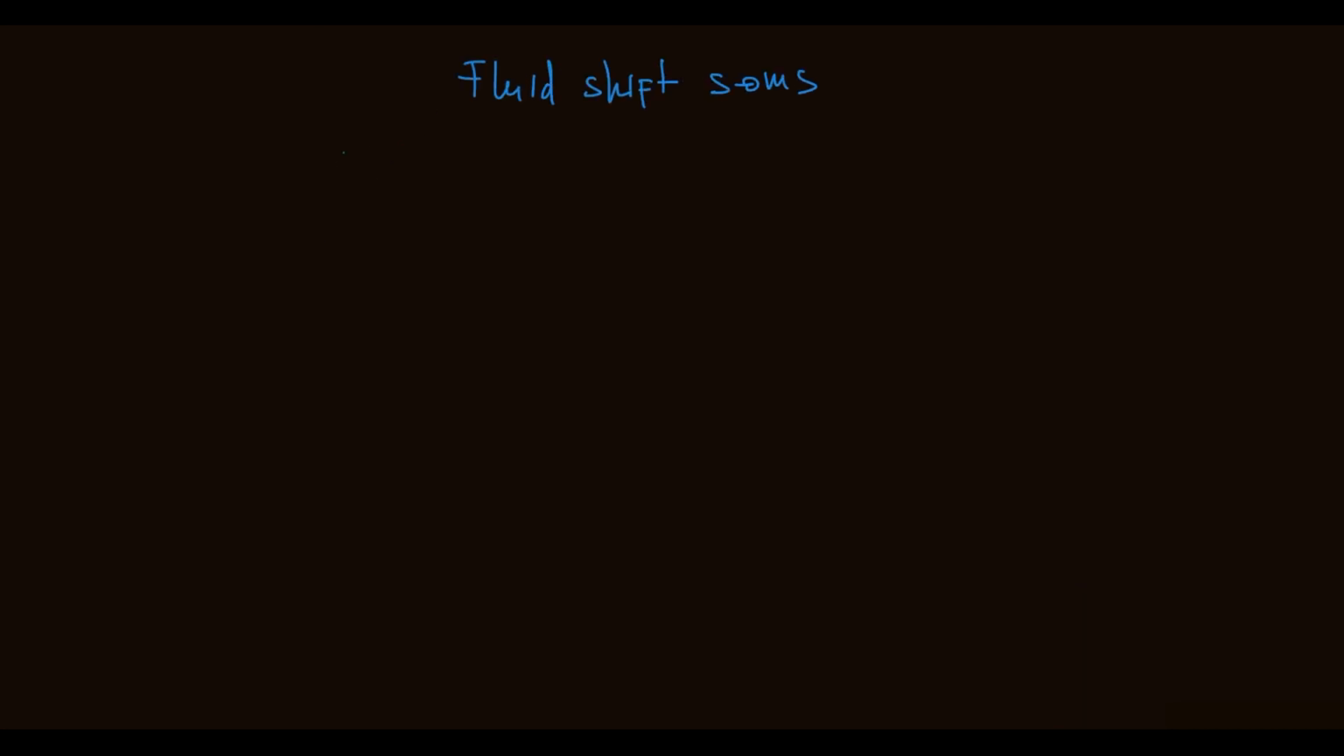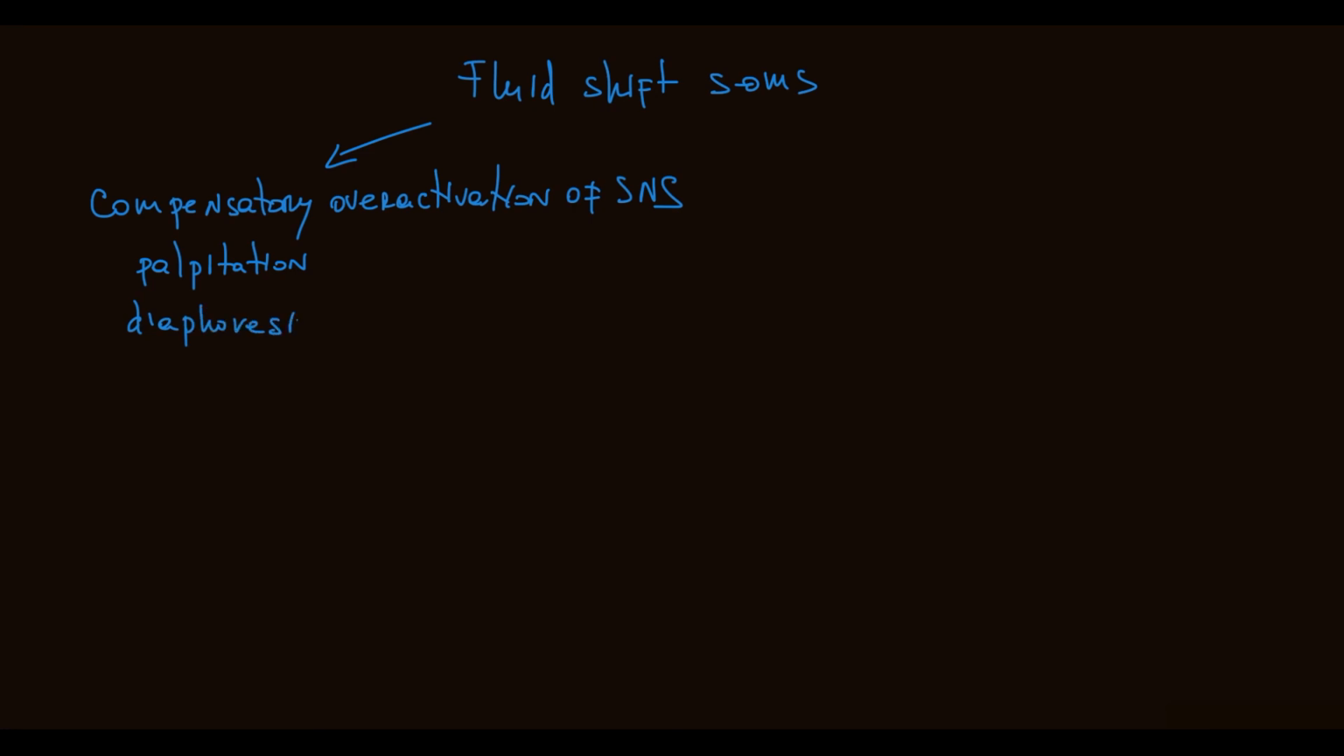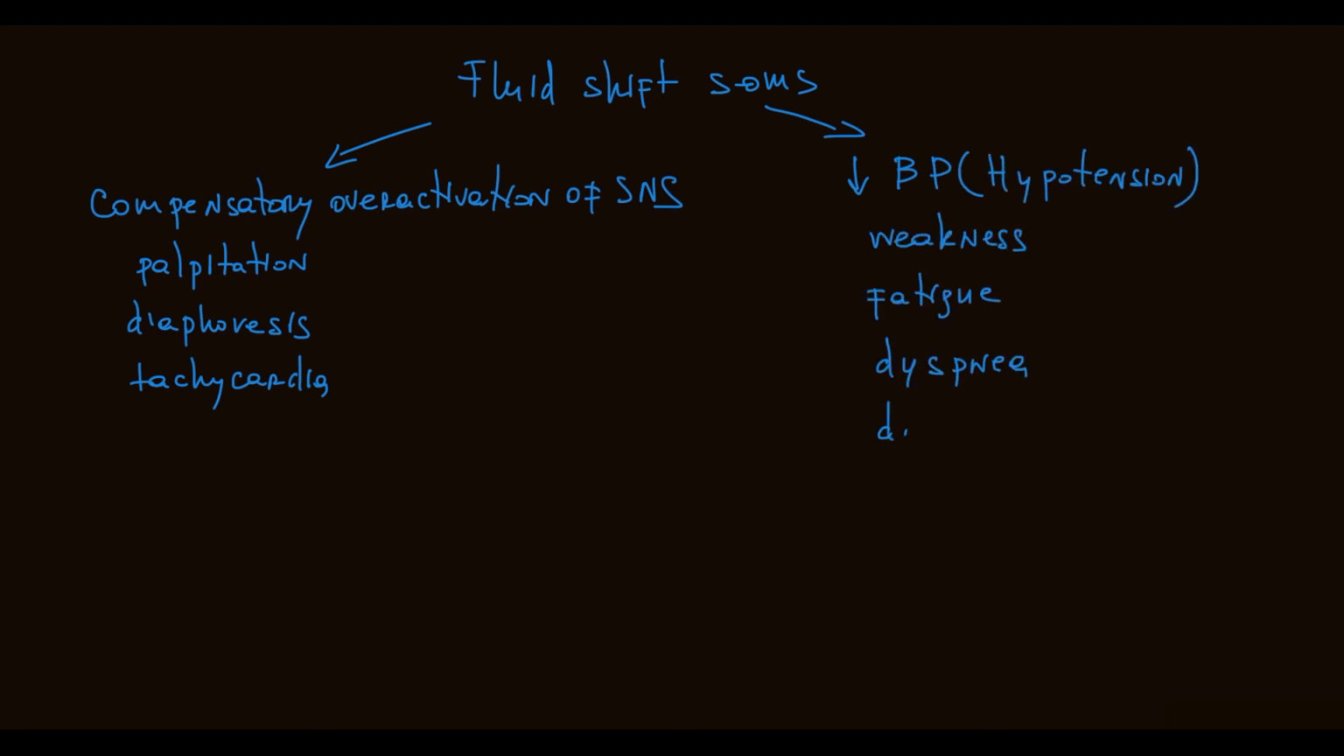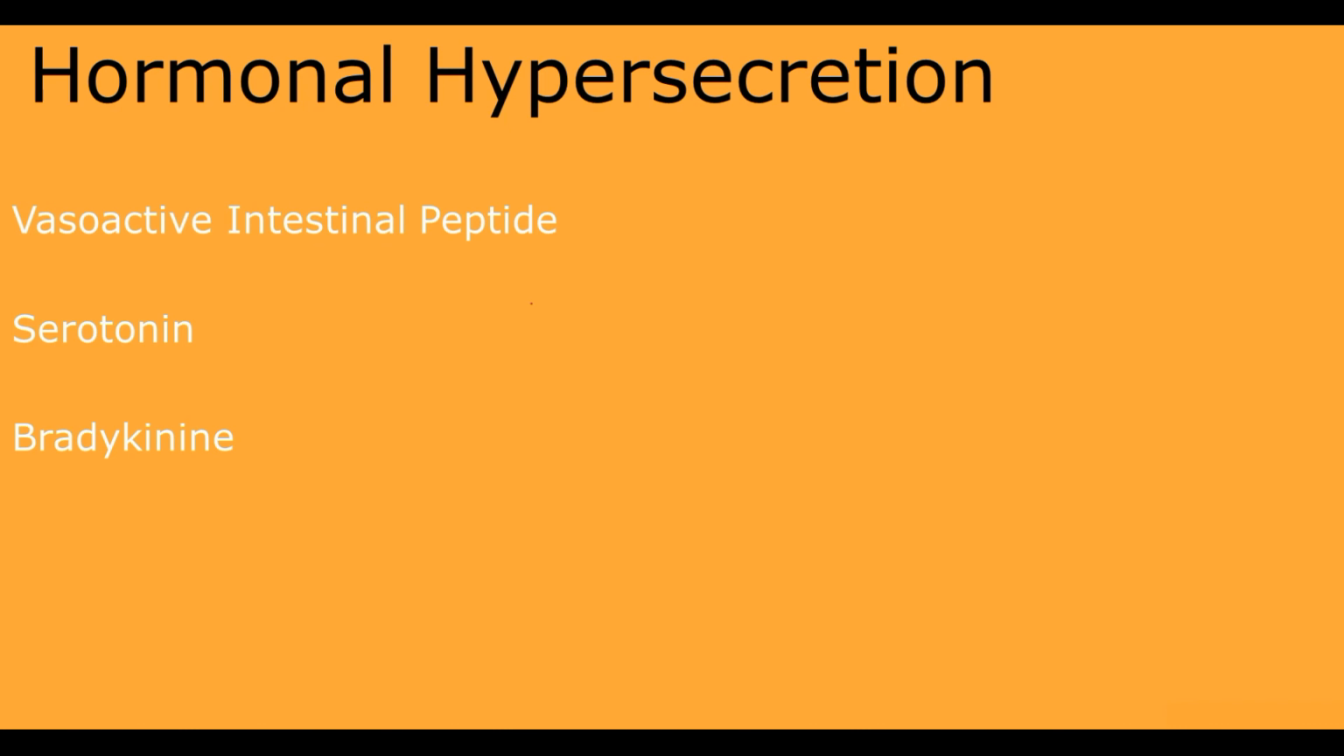One group of symptoms occurs due to compensatory overactivation of the sympathetic nervous system. It's palpitation, diaphoresis and tachycardia. And the second group of symptoms occurs due to fallen blood pressure. It's mild symptoms such as weakness, fatigue, dyspnea, dizziness, or it can be severe symptoms such as faintness or even syncope. The third mechanism is caused by hormonal hypersecretion. In response to a voluminous hyperosmolar chyme, the intestine massively releases gastrointestinal hormones that cause some of the dumping symptoms.